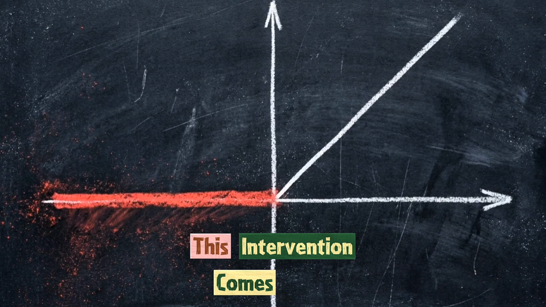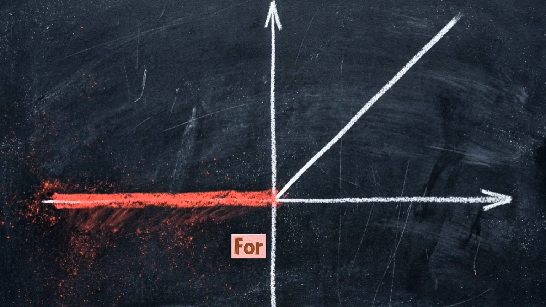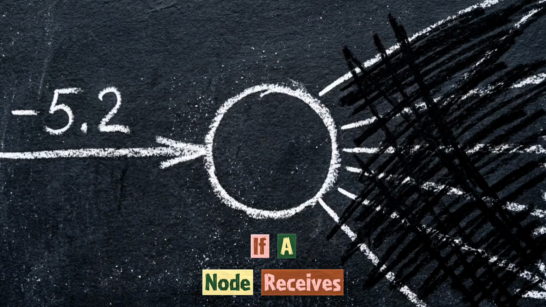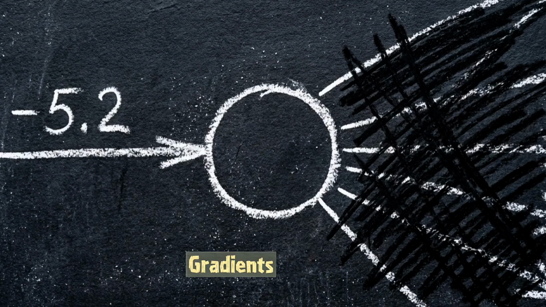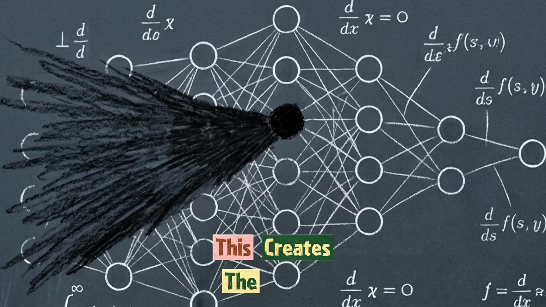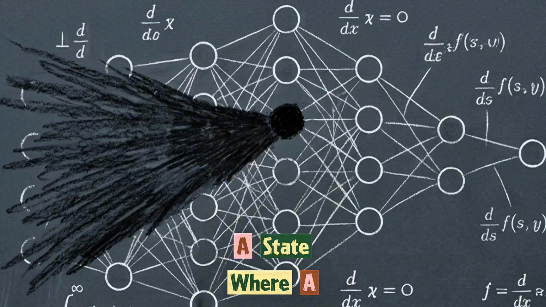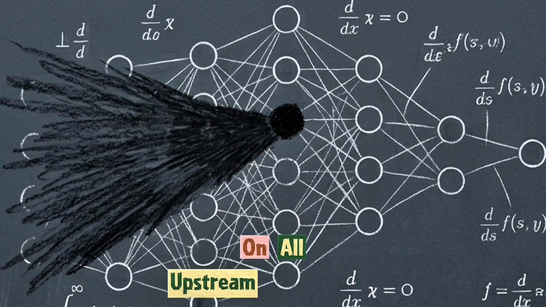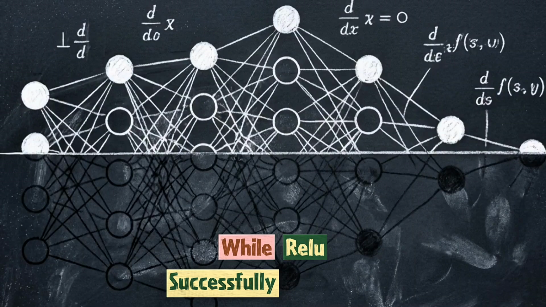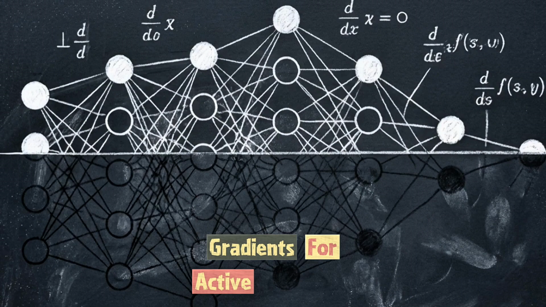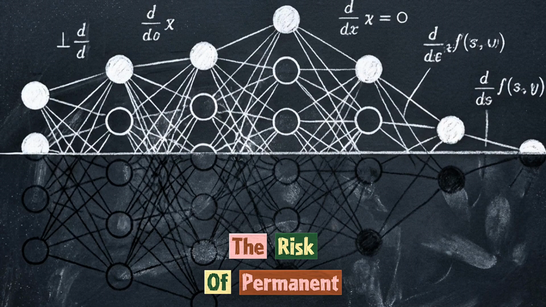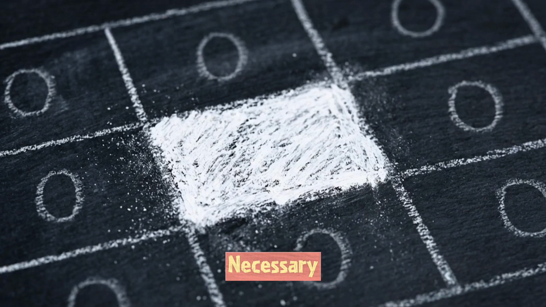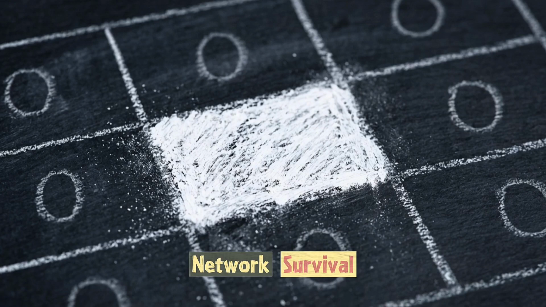This intervention comes with a severe structural trade-off. For any negative input, the derivative is exactly 0. If a node receives a negative input, it ceases to pass gradients entirely. This creates the dying ReLU phenomenon, a state where a dead neuron casts a permanent mathematical shadow of 0 gradients on all upstream connections. While ReLU successfully preserves gradients for active pathways, the risk of permanent dead zones proves that choosing the right activation function is necessary, but not sufficient for network survival.